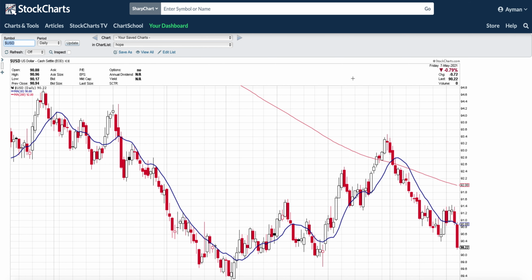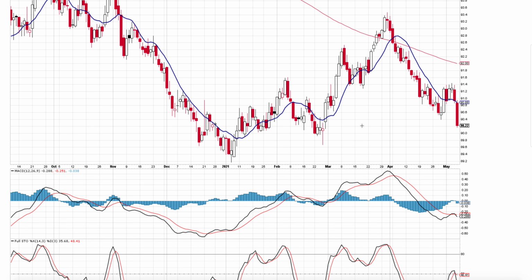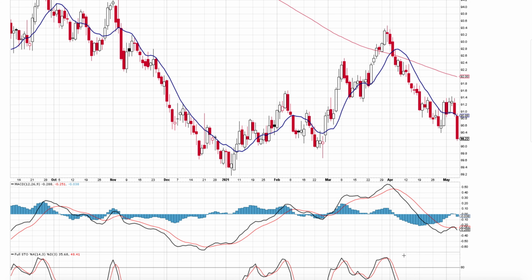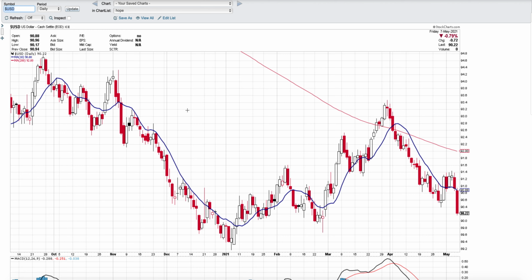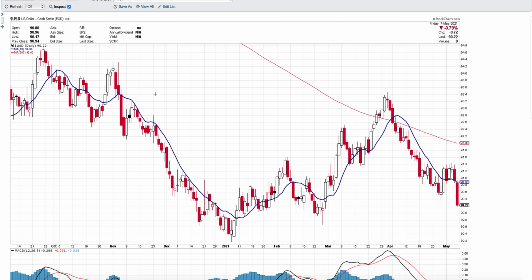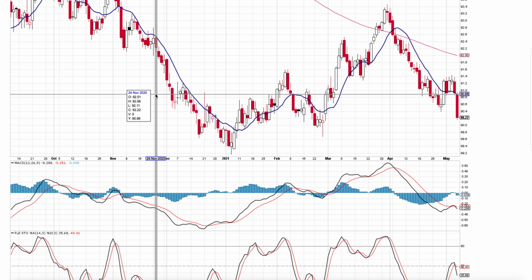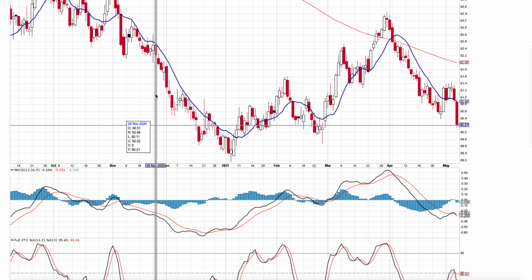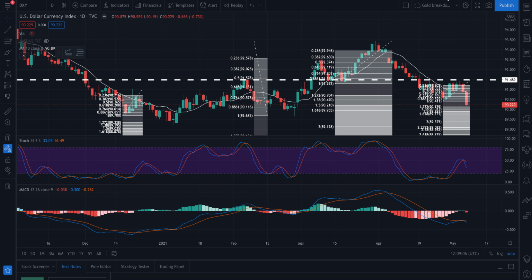Let's look at this one right here. So what do I see? I see positive divergences in both. So now we have positive divergences in both, in all MACD, RSI, stochastic, and very obvious ones. And they usually produce a bounce back. Let's look at historical things.